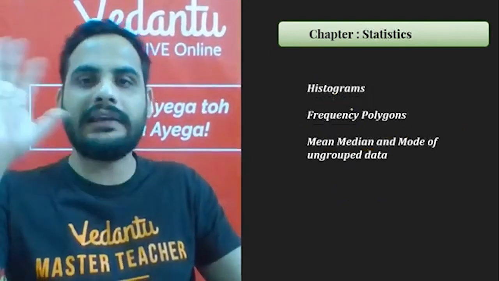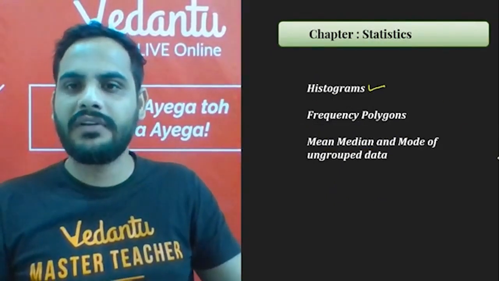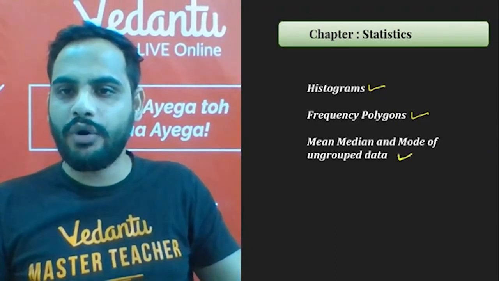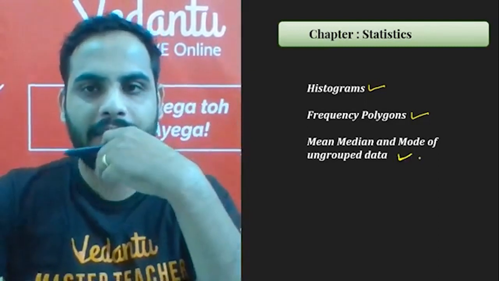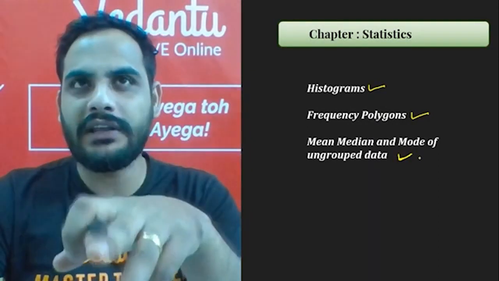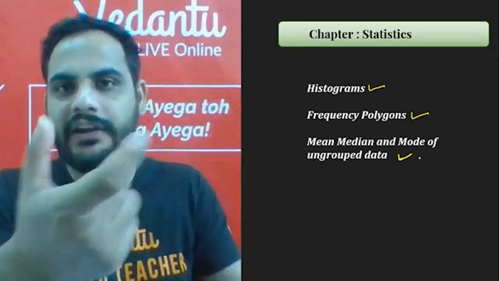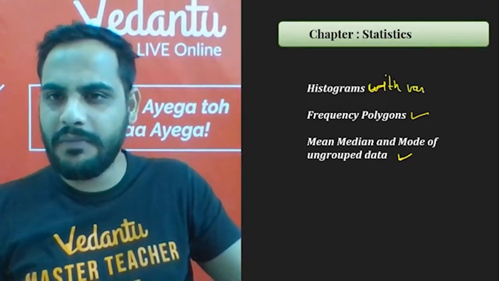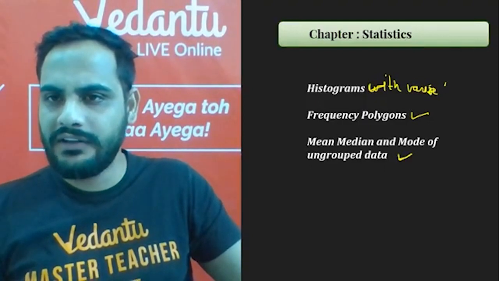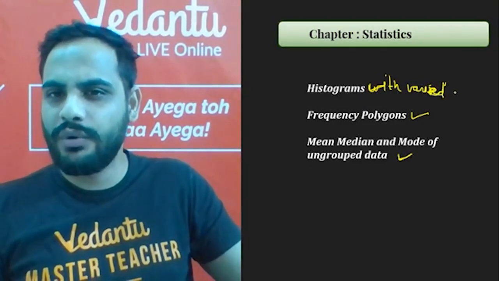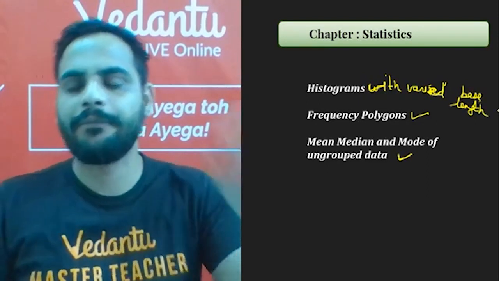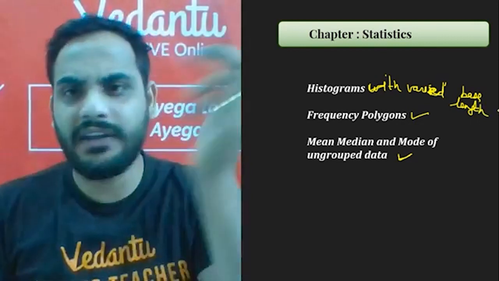Okay, चलो भाई next part में statistics में तो इन्होंने many things they have removed. Histograms they have removed, frequency polygons they have removed, and mean, median and mode of ungrouped data. I think here in histograms they have removed only the histogram with varied base length. Not the whole histogram has been removed, only the histogram with varied base length has been removed.